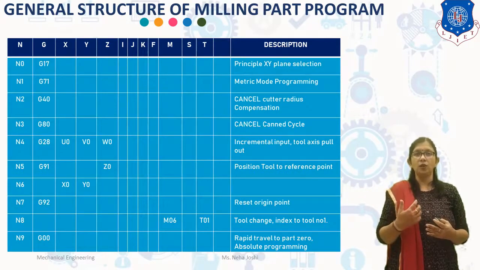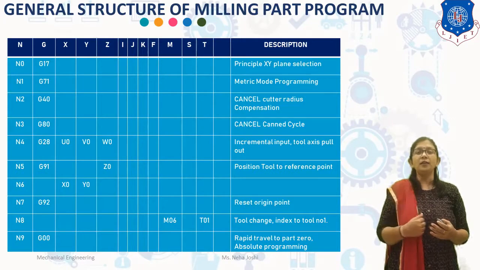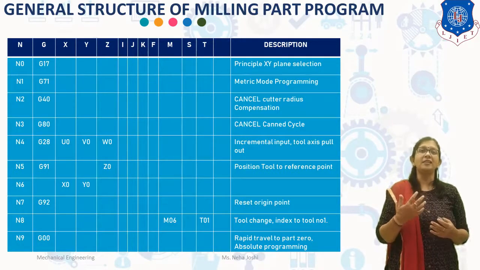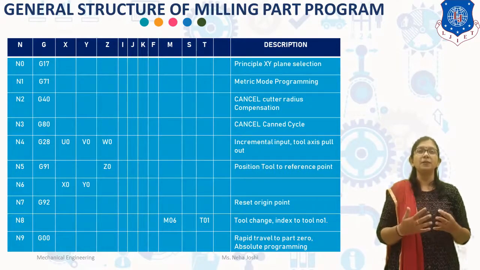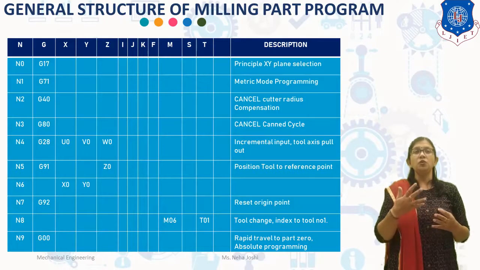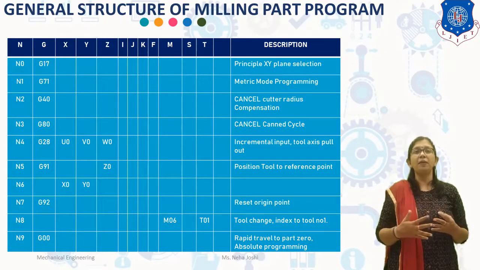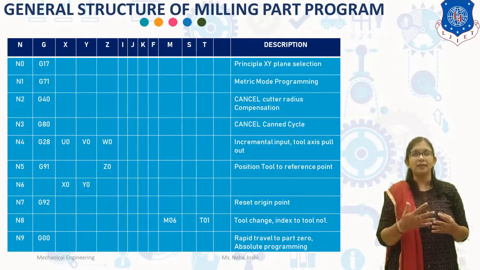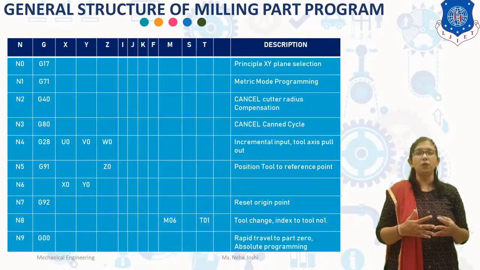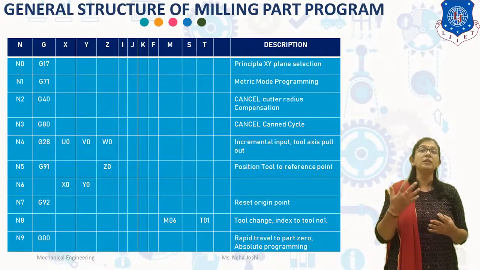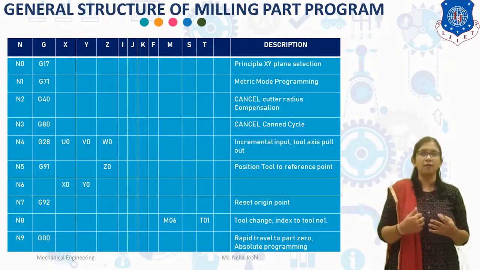Now, as you can see in the table, the first sequence is N0, and G17 code is used for the selection of the principal plane XY. It selects the XY plane as the default working plane of the machining center. It allows the machining operation to be carried out on the horizontal plane. If your working plane is XZ, then you have to use G18 code. If your working plane is YZ, then you have to use code G19, as we have discussed earlier.